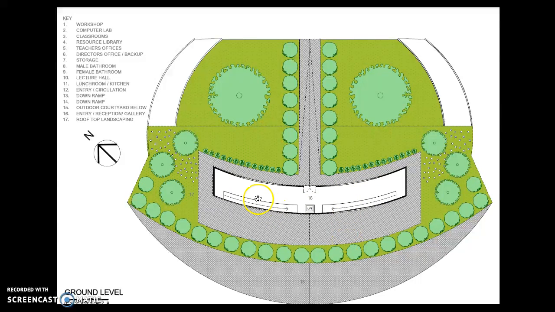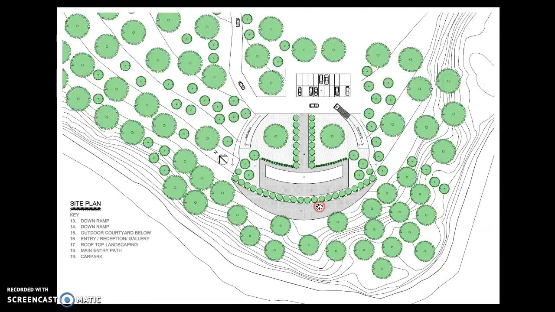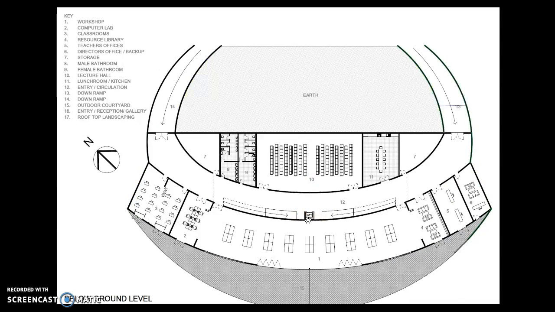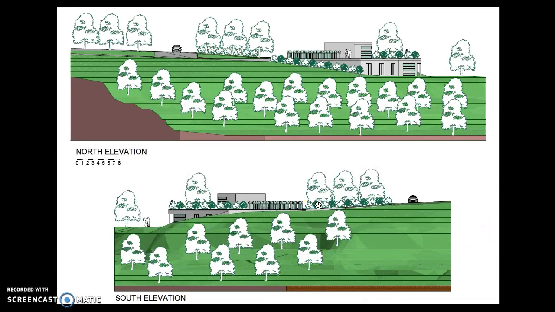This being the ground level, so this is the entry, reception and gallery area, which again on the inside has 2 ramps that take you down to this main circulation area, and also consists of a lift for the disabled, which will take you down to this level from this entry and reception area.